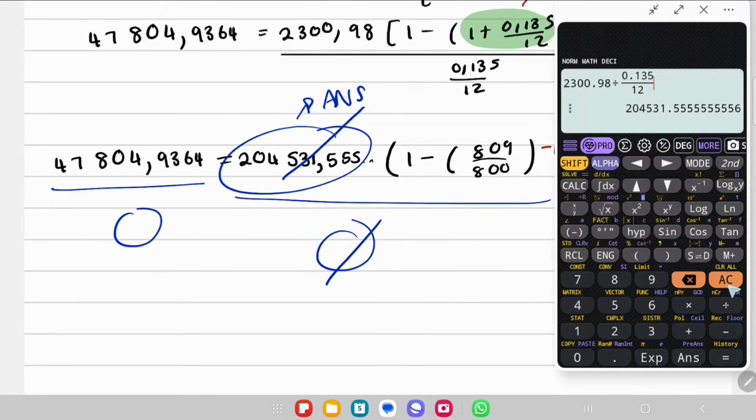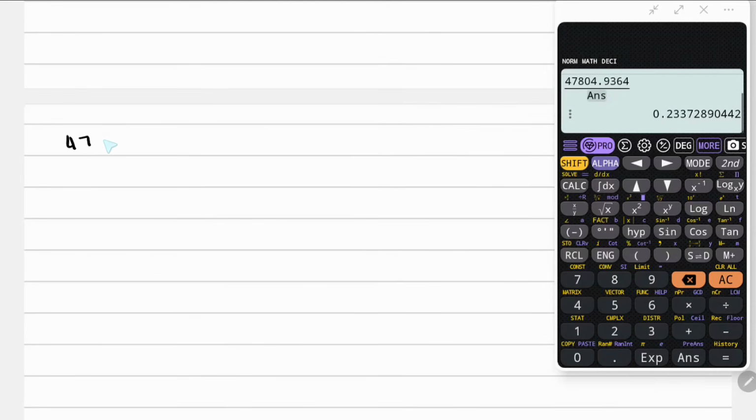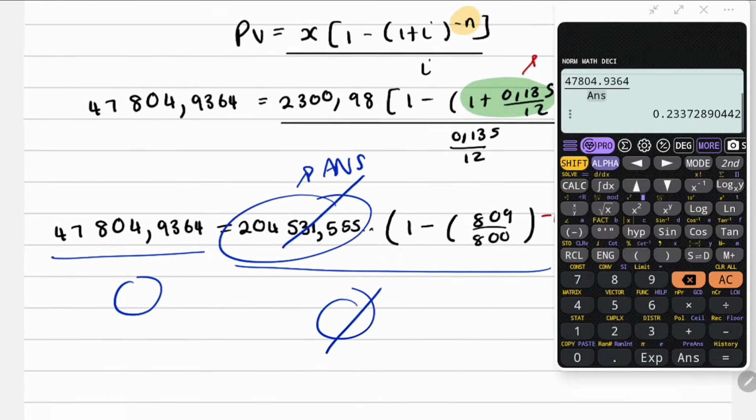On your calculator, you can press AC because the answer would be recorded. On mine, I kind of have to press equals first. And then I can say 47804.9364, and then divided by Ans. And then it's going to give me the number that I'm looking for. Okay, so this is what we get. Make sure you keep using that Ans button. It's going to be very helpful. The calculation here would have just been 47804.9364, and then, of course, divided by that number that we had.